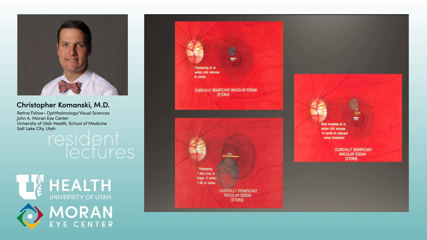So those are the classic photos showing you those three different situations. So you have thickening within 500 microns of the center of the fovea, you have a one disc diameter area of thickening within one disc diameter of the fovea, and then hard exudate with adjacent thickening. So OCT was not around at this time, so this was all done with contact macular lenses. And I think that's impressive.